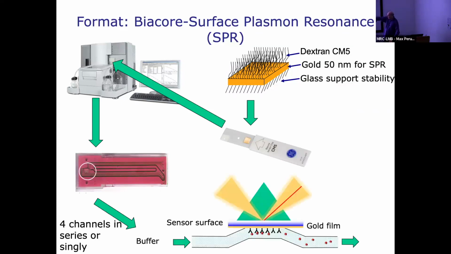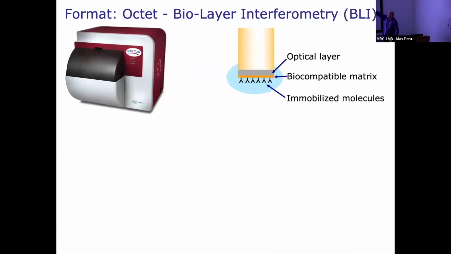And then at the surface, we're going to buffer through one side, the dextran side, where the molecule of interest is then attached. And on the back side, we're going to shine light through a prism. The Octet uses this biolayer interferometry. We're going to call it BLI because interferometry is a real mouthful to say.